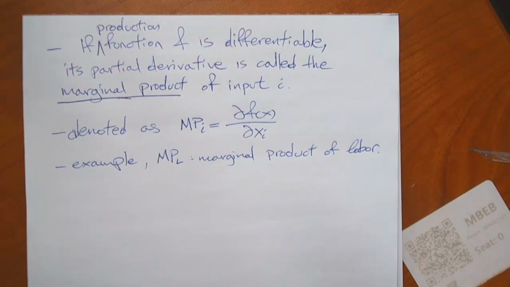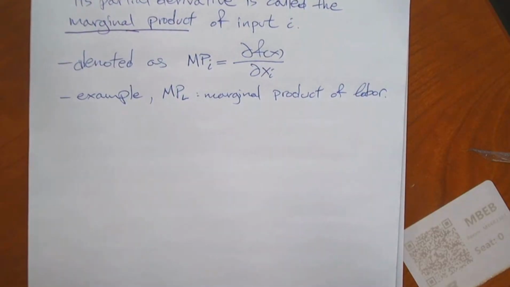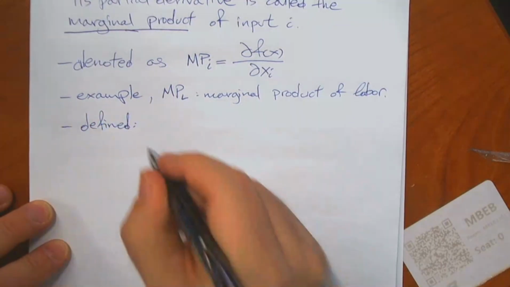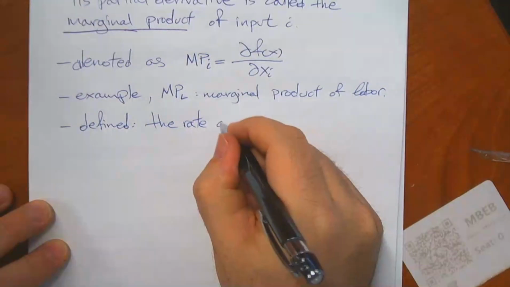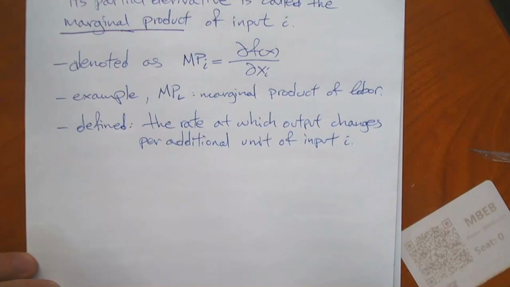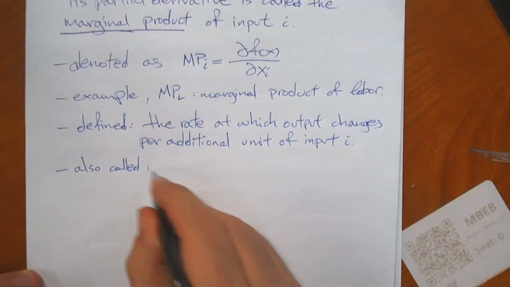That becomes effectively the wage. The value of that, expressed in dollar terms, becomes sort of equivalent to the wage for a worker in the production process. We'll see more of that later on when we start talking about prices in the production process. So this is essentially defined as the rate at which output changes per additional unit of input. Make sense so far?